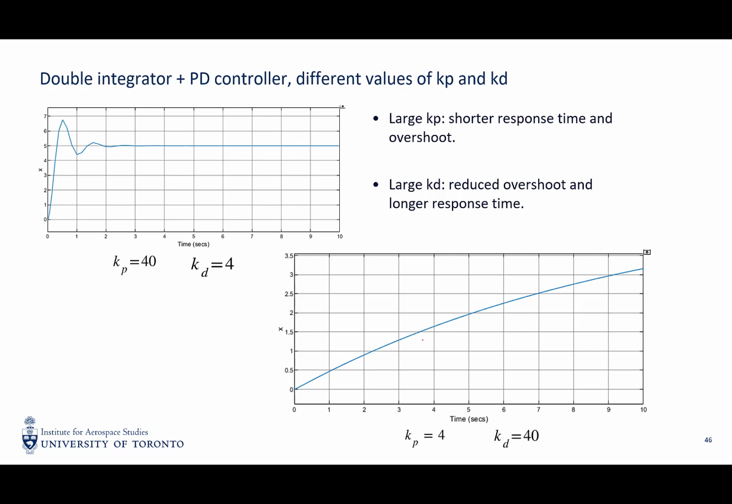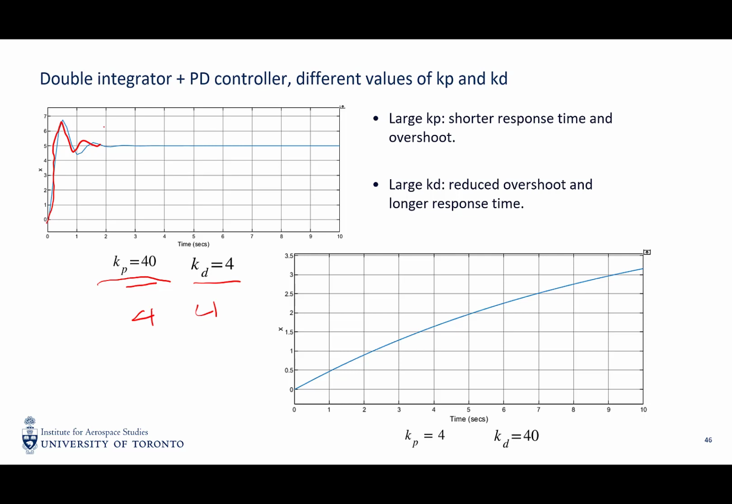So if we have too large of a Kp, it means that you have a higher overshoot. So now I increase the Kp by a ratio of 10, but keep the Kv or Kd the same. Previously we had 4 and 4, now it's 40 and 4. Then you will see the system responds much faster, but the overshoot is very high.